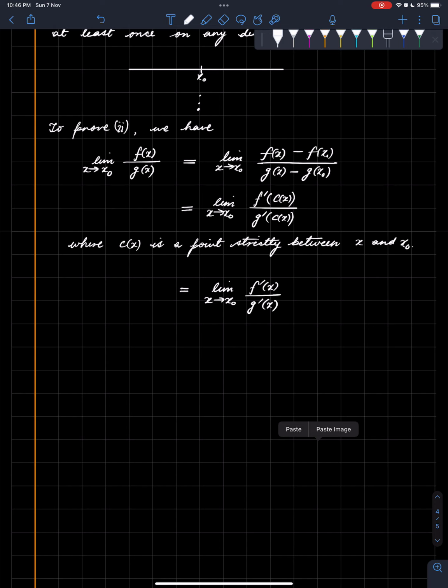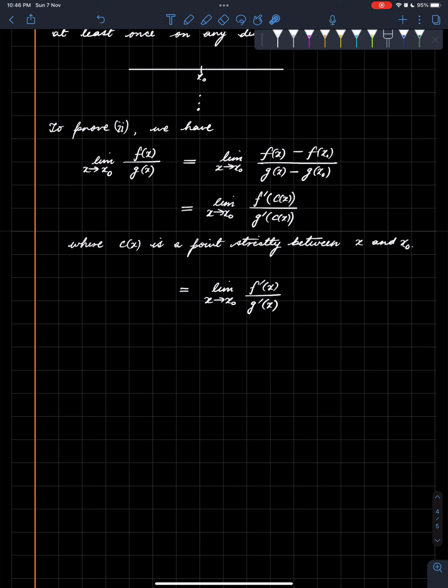and let me argue without going into that exercise, just verbally, what is happening. As you approach x naught, c(x) also approaches x naught, because c(x) is a point strictly between x and x naught. So if x is coming closer and closer to x naught, c(x) is also coming closer and closer to x naught. So in other words, the limit as x goes to x naught of c(x) is x naught.